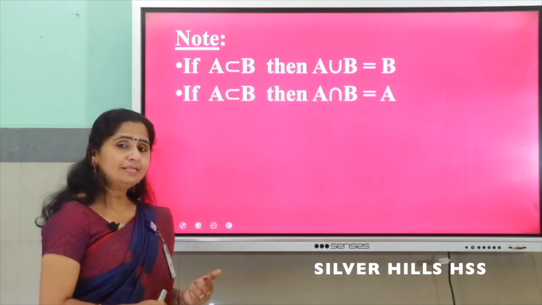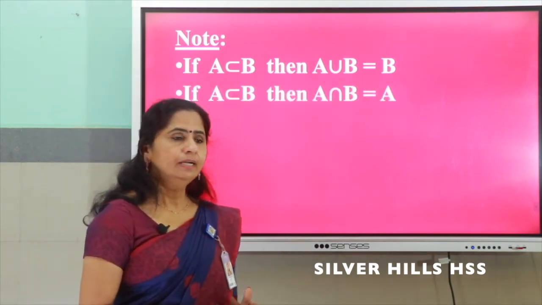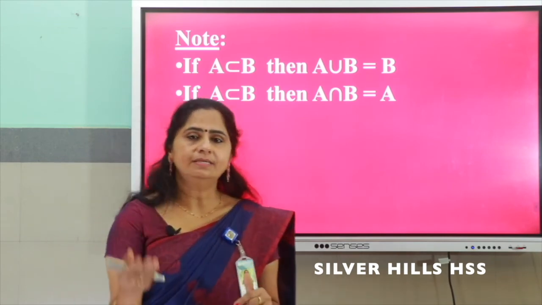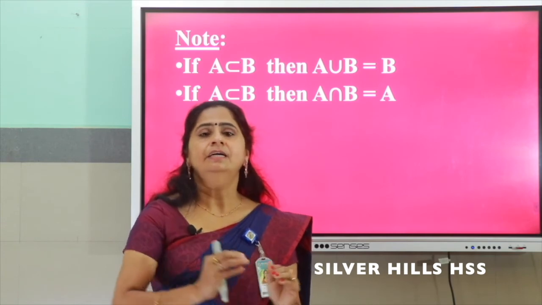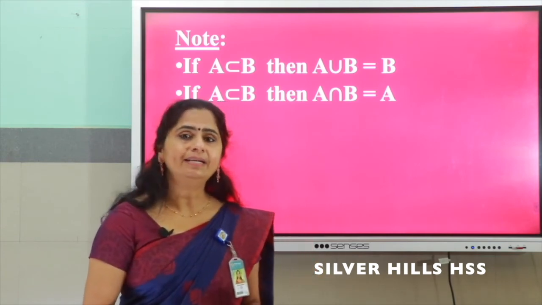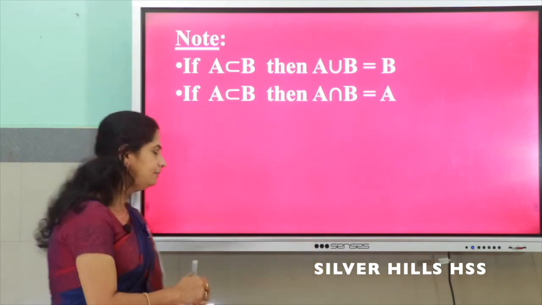Next, if A is a subset of B, A intersection B. So, B is the superset here. Intersection will always be the smaller set, it will be the least set there. So, A intersection B will be equal to A itself.